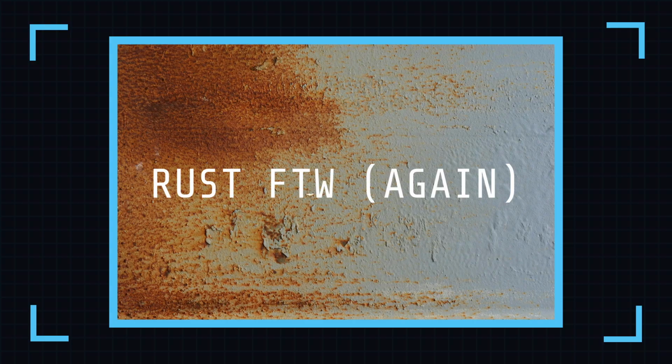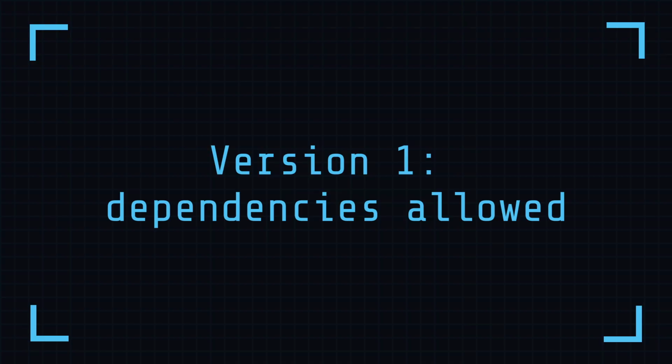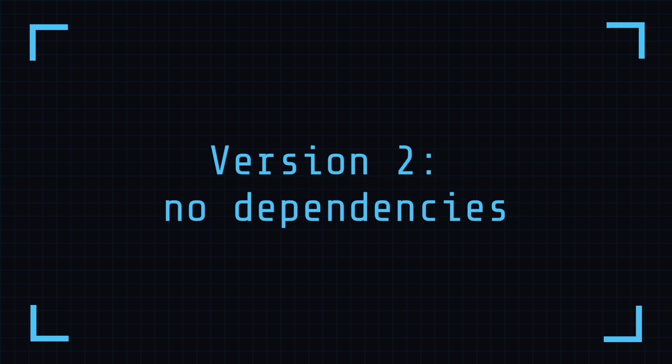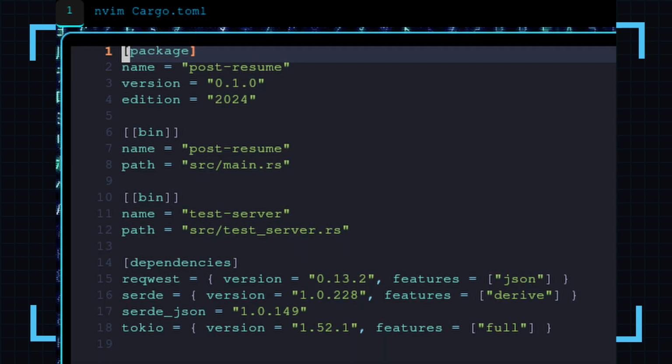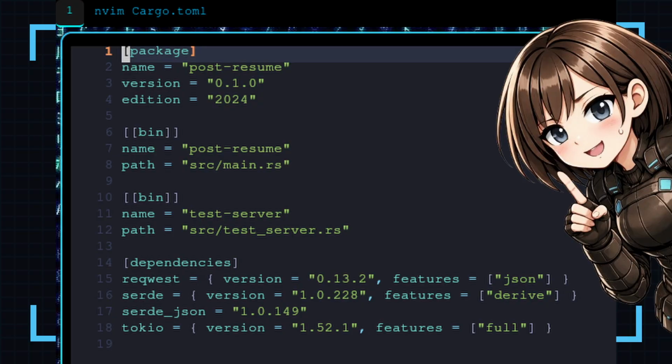I decided to do this project two ways, once using dependencies, and another time not using any dependencies at all. So let's start with the dependency version. First, I brought in reqwest, which is an HTTP library that's impossible to spell. Rust's standard library doesn't include an HTTP client, so this crate makes it a lot easier.